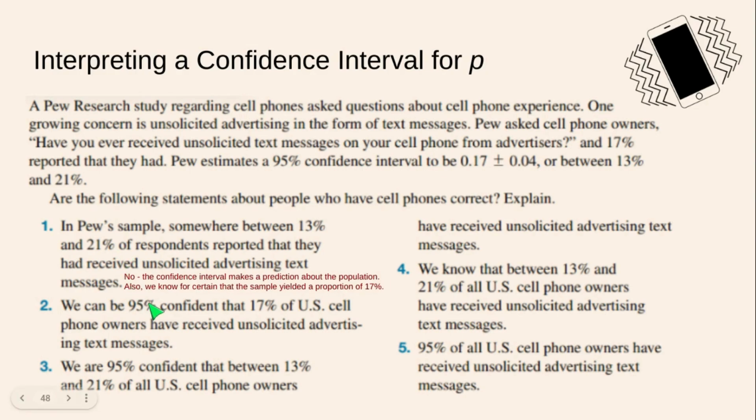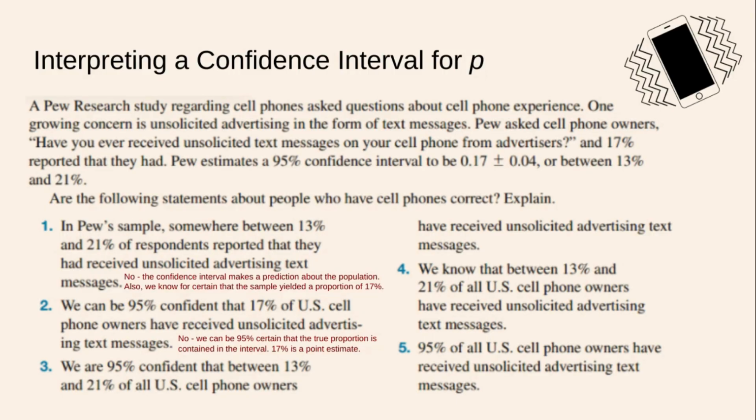It's 17%. You don't need to guess about that. So let's look at number 2. We can be 95% confident that 17% of U.S. cell phone owners have received unsolicited advertising text messages. This is not a good interpretation. We can be 95% certain that the true proportion is contained in the interval, not equal to 17%. 17% is a point estimate. A point estimate is the best one-number guess at the true population proportion, but the rough part about point estimates is they're almost certainly wrong, and we have no way of knowing how wrong they are, okay? It's just the best one-number guess we got. The 95% confidence refers to the confidence interval, not a point estimate.